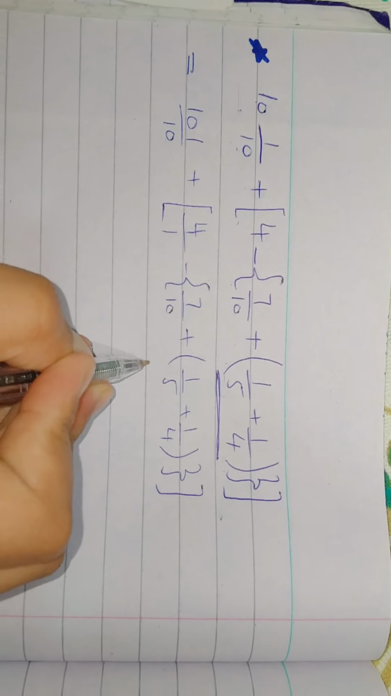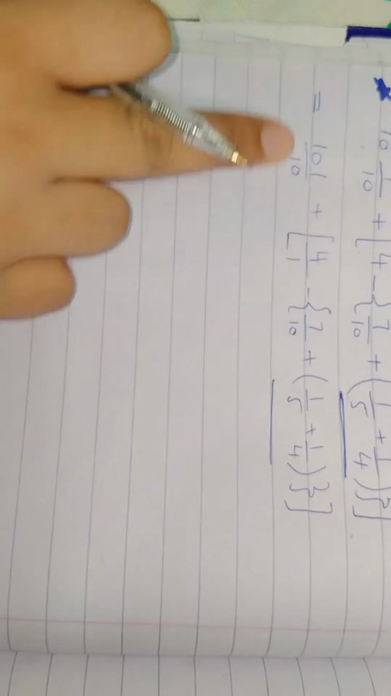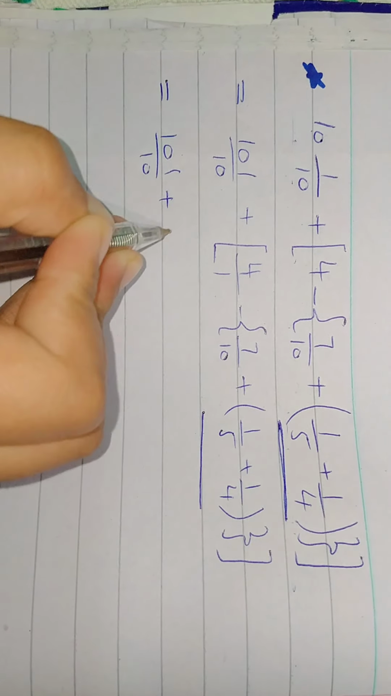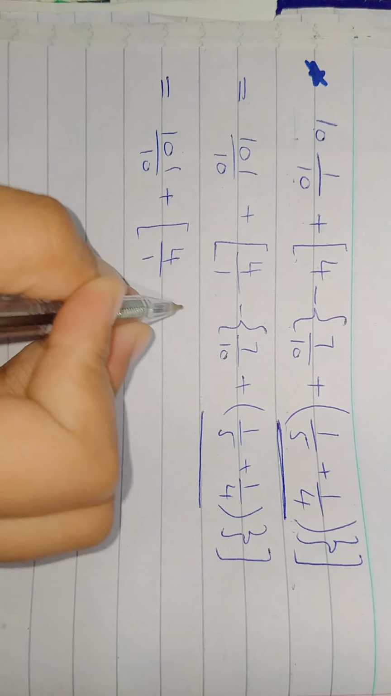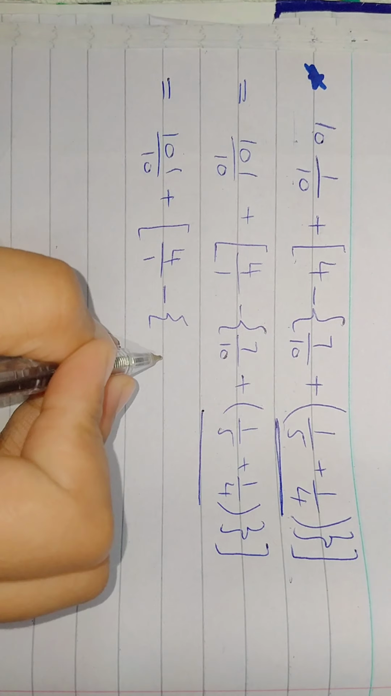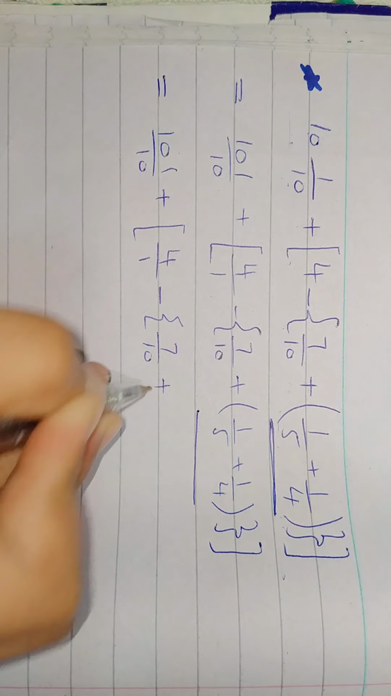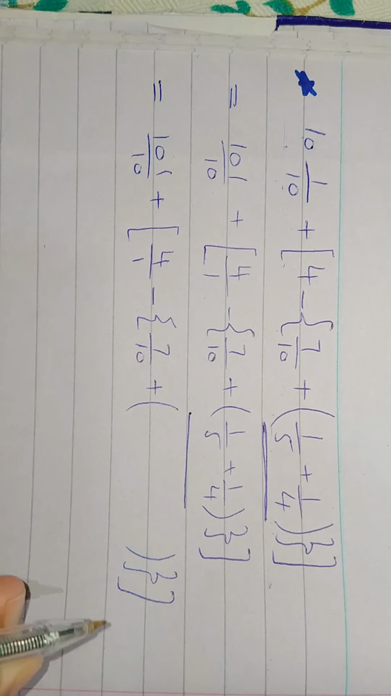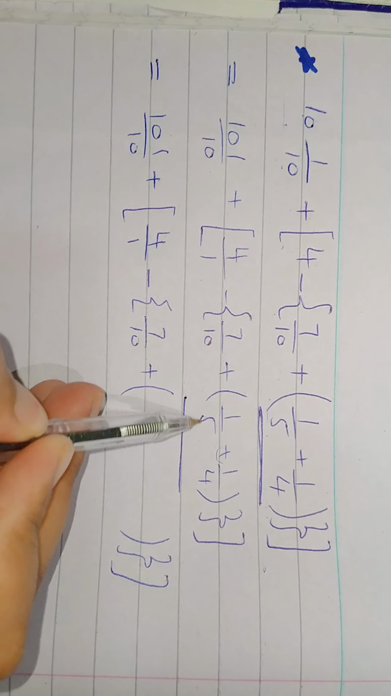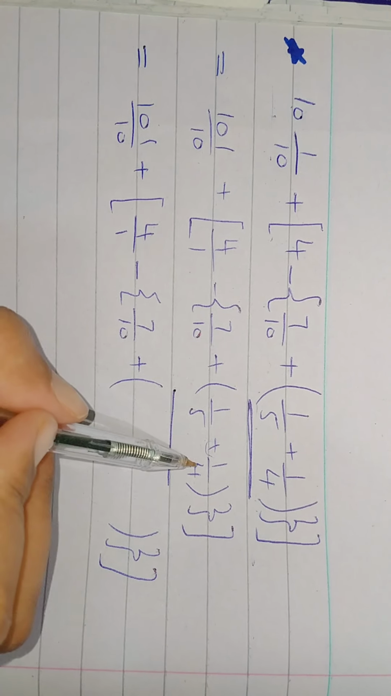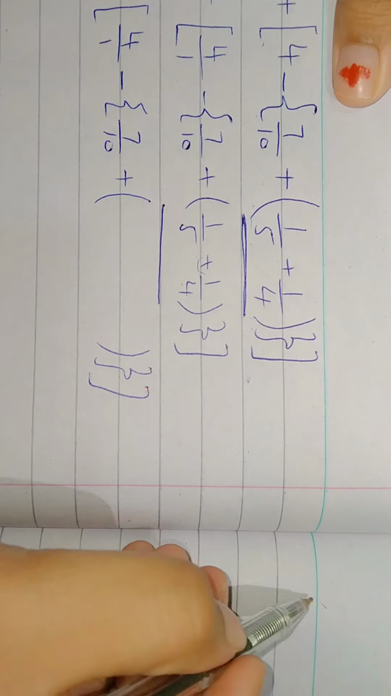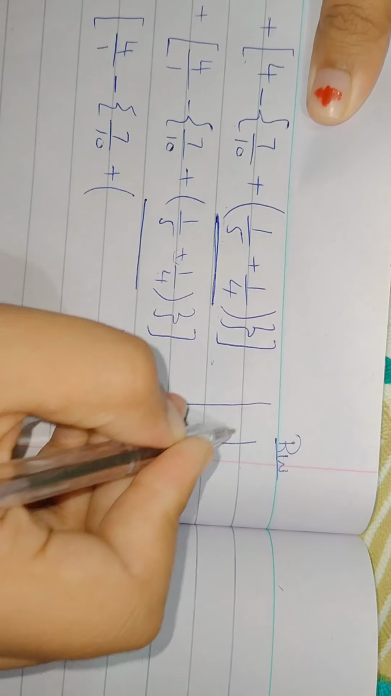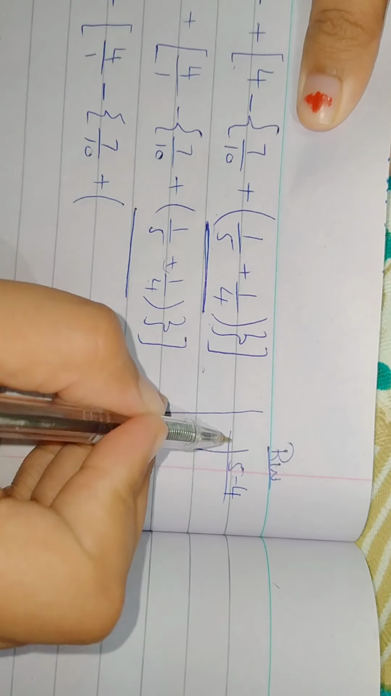Now we have to solve the round bracket first. The rest of the question will be the same, plus square bracket starts 4 by 1 minus curly bracket starts 7 by 10 plus. Now here comes the round bracket. In the round bracket there is an addition sign between two fractions. When there is an addition sign between two fractions, we have to take the LCM. In rough work, you have to take the LCM. We have to see the smallest table.